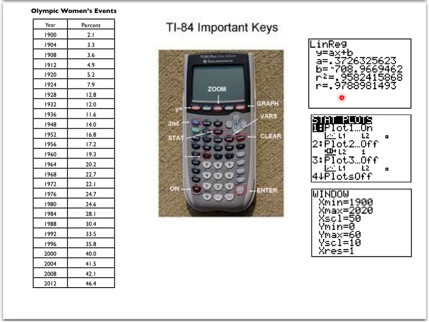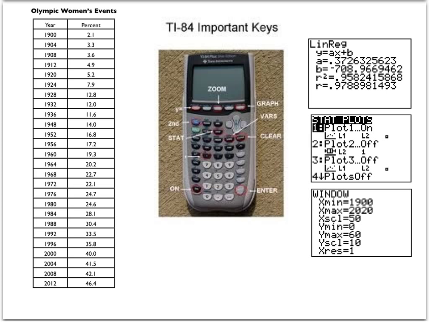Remember, R is this correlation coefficient. As you can see, it's at 0.978. That's quite a strong relationship between the years and the percent of women's events in the Olympics. So our actual line of best fit then would be the A and the B. A in a sense would be comparable to the slope, 0.37, and obviously it's a positive slope. The number of events are going up.